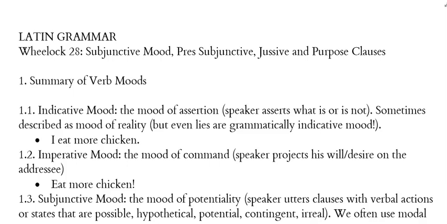We want to start with indicative mood. That's what we learned first. I would describe the indicative mood as the mood of assertion. This is where the speaker asserts what is or is not. So indicative mood verbs can be positive or negative. But sometimes people have described the indicative mood as the mood of reality. But we just have to be careful with that.